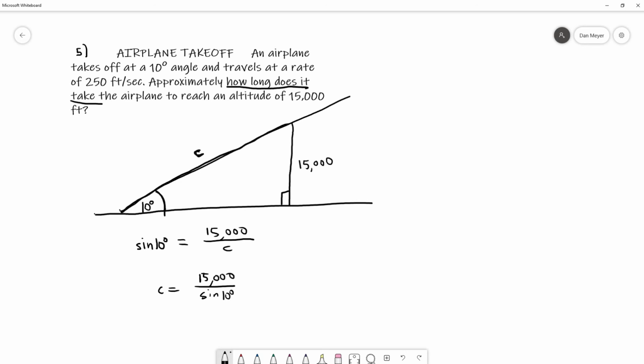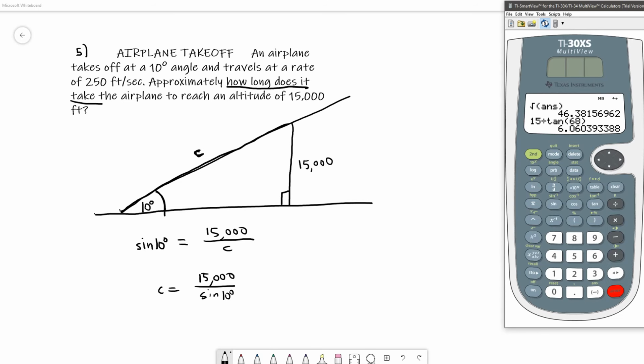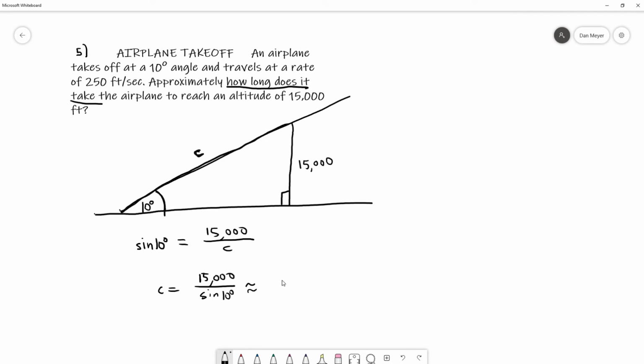All right, let's use the calculator here. 15,000 divided by sine of 10. I'm going to keep the calculator answer, so I'm not worried about rounding. This is about 86,381 feet.